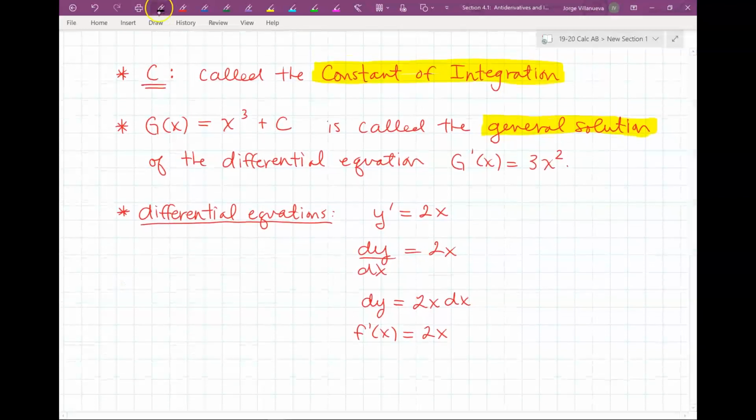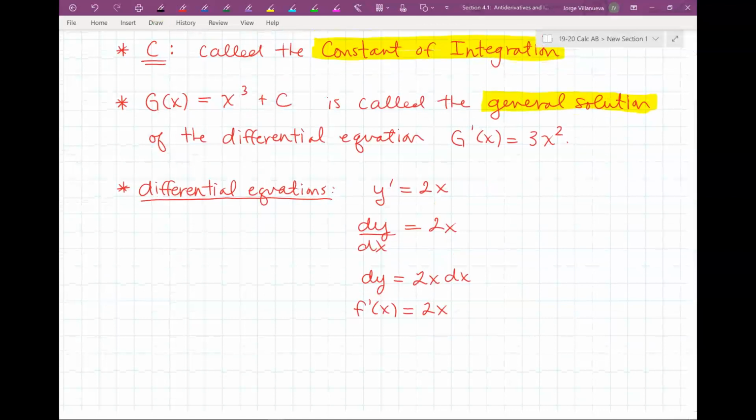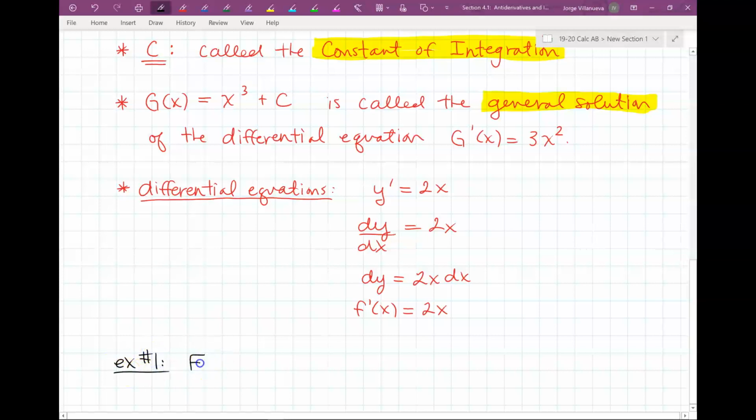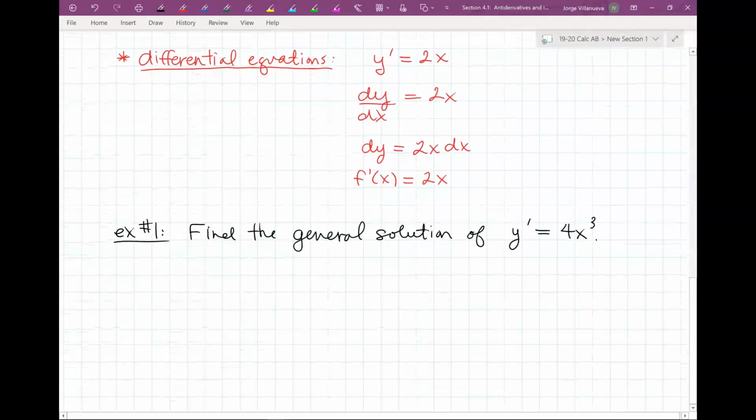So just one more time here. What if I told you, let me put example number 1 here. Find the general solution of y prime equals 4x cubed. Take a quick minute and try to see if you can figure out what the general solution is.